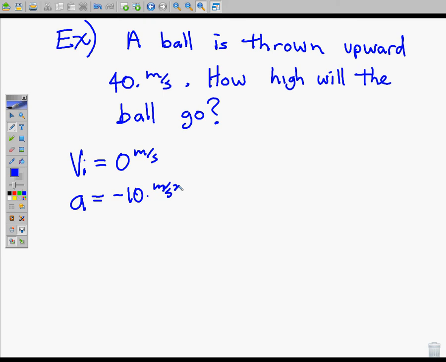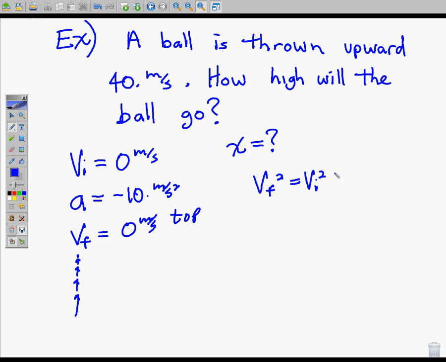Now, interestingly enough, the object goes up, slows down, slows down, slows down, until at that final highest point, it stops. So we could say the final velocity equals 0 meters per second at the top. And finally, we want to know how high it goes. And I heard someone say it, this shouts out the no time formula. Vf squared equals Vi squared plus 2 times a times x. The final velocity on the way up is 0.